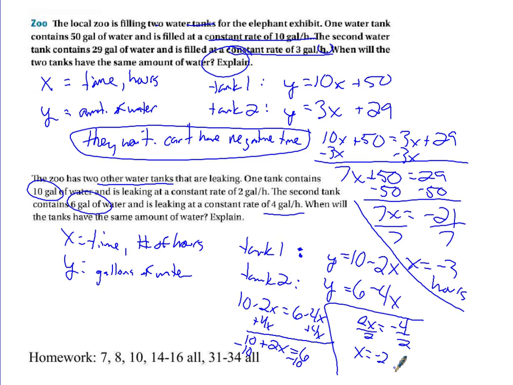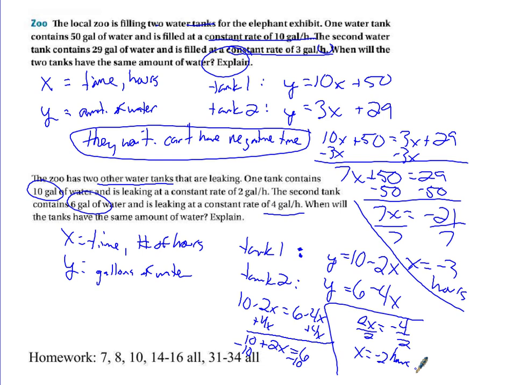Negative 2 what? We did write down what x is. It's hours. It's negative 2 hours. And right away you notice that doesn't make any sense. Because what does negative 2 hours mean? Yeah, that would be back in time, like before we even started, was when the tanks had the same amount of water.